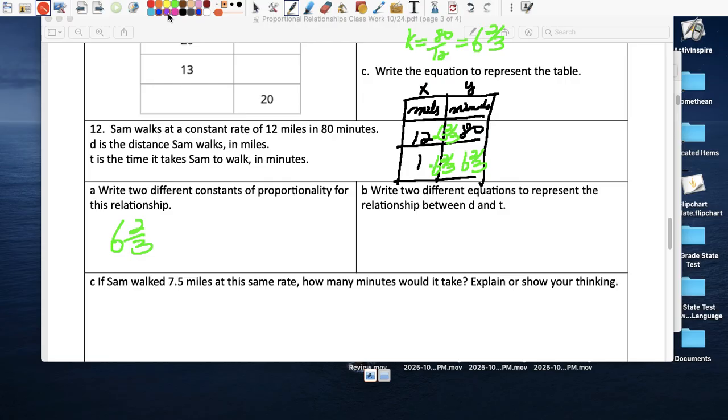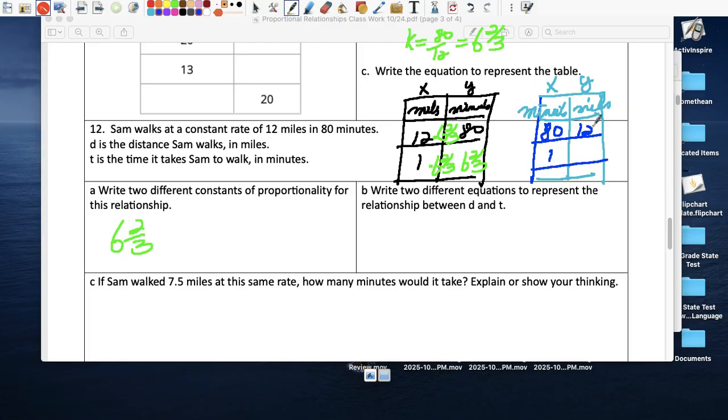Now let me draw a different table. In this table, x and y are going to be different. X is going to be minutes, and y is going to be miles. So using that same statement here, it took 80 minutes to go how many miles? 12 miles. So in 1 minute, how much can you travel?